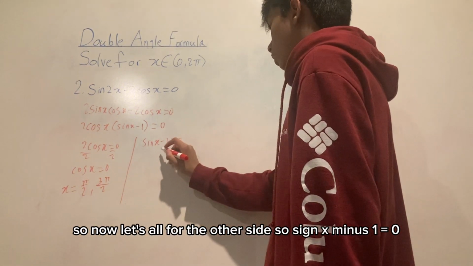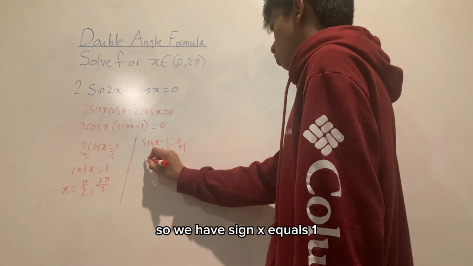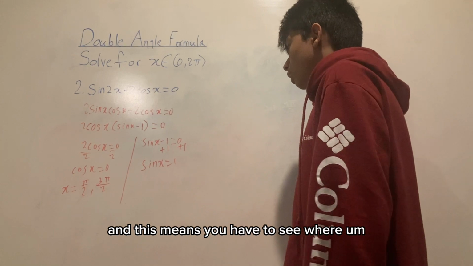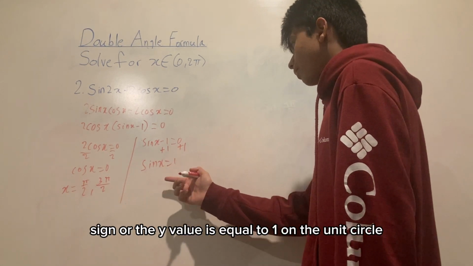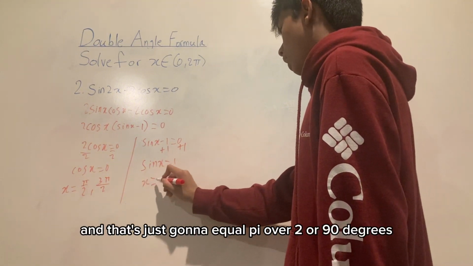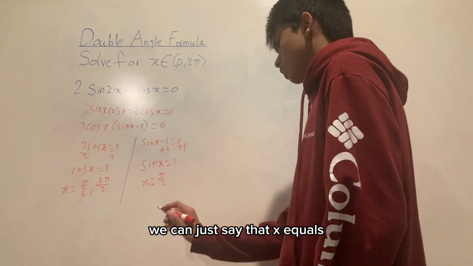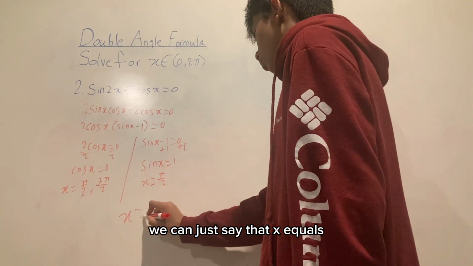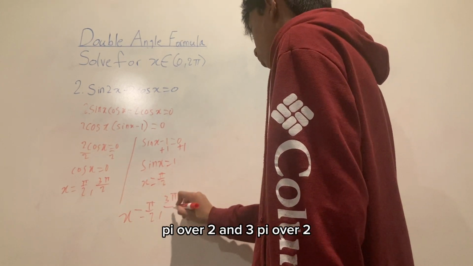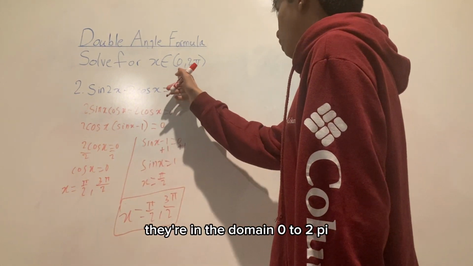So now let's solve for the other side. Sine x minus 1 equals 0. Let's add 1 on both sides, so we have sine x equals 1. This means you have to see where sine, or the y value, is equal to 1 on the unit circle. And that's just going to equal pi over 2, or 90 degrees. Since we have pi over 2 on both of them, we can say that x equals pi over 2 and 3 pi over 2. And we also know these answers are valid because they're in the domain 0 to 2 pi.